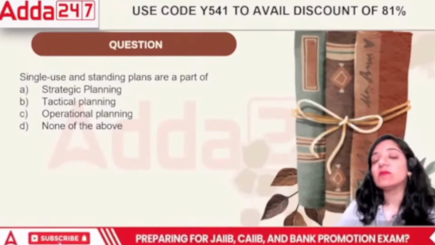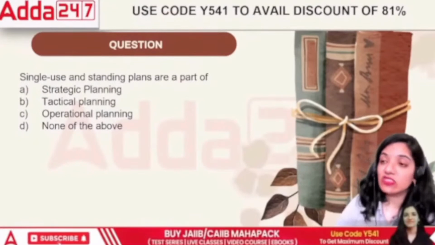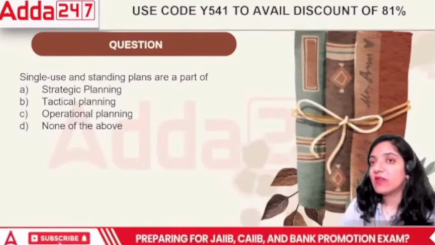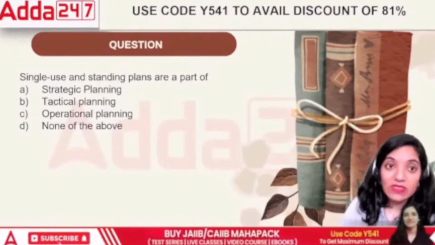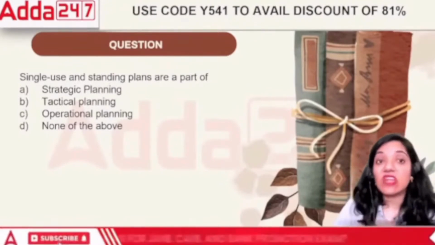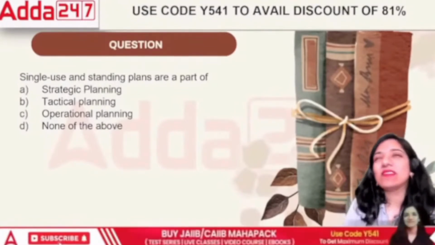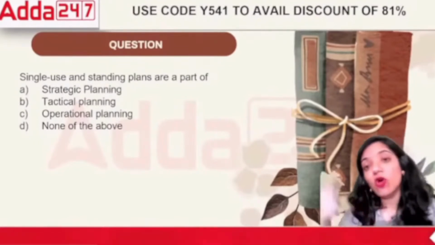When we talk about all these plans, single-use is basically just used once. Standing means it is used over a period of time. For example, retirement-based benefits. People would retire at the age of 60. That is what a standing plan is. So, is it basically strategic planning, which is determining the strategy of the organization, and tactical planning? Tactical planning is basically a part of strategy. Strategic is the long-term planning.